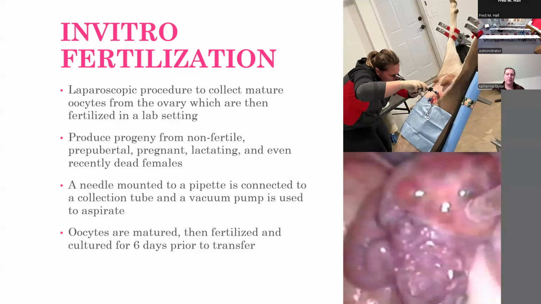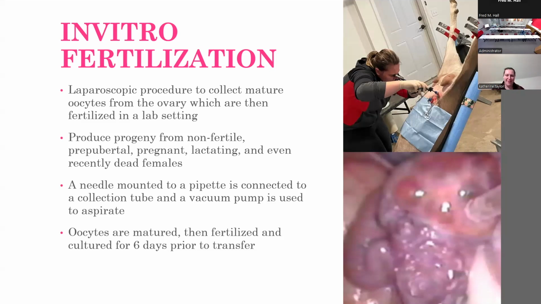There's 3 tiny little holes. We put our trocars in, and then we use a vacuum pump to collect those mature oocytes from the ovaries, and they are then fertilized in a lab setting. So a needle is mounted onto a pipette, and there's a vacuum pump. You can see in that bottom photo, that needle on the pipette is mounted, and then you're just aspirating those mature follicles. They look kind of like purple pimples on the ovary. And that's the best layman's way to describe it.